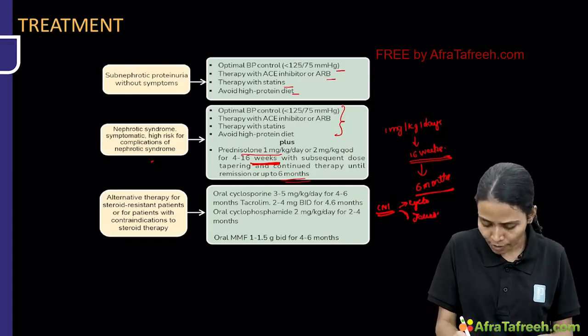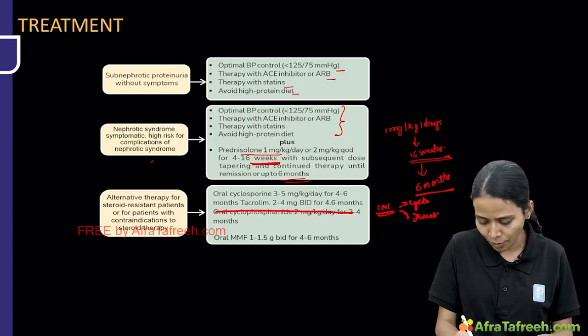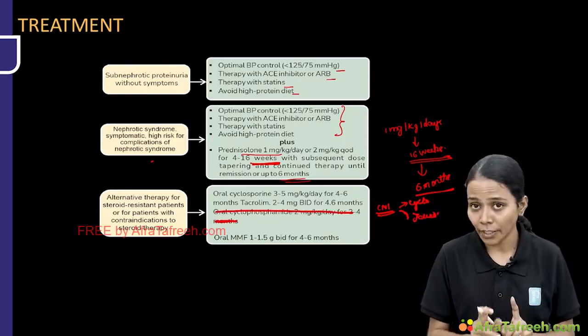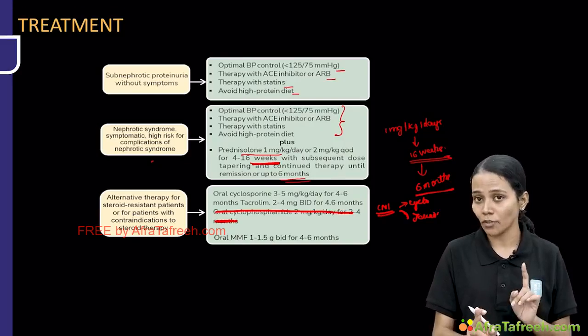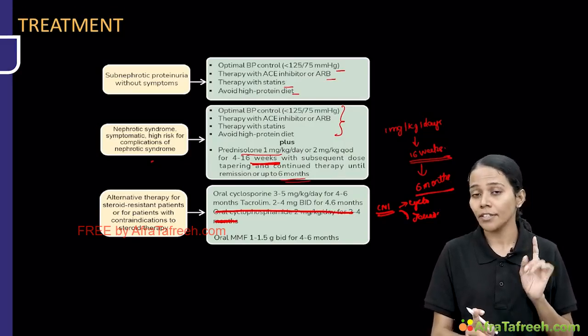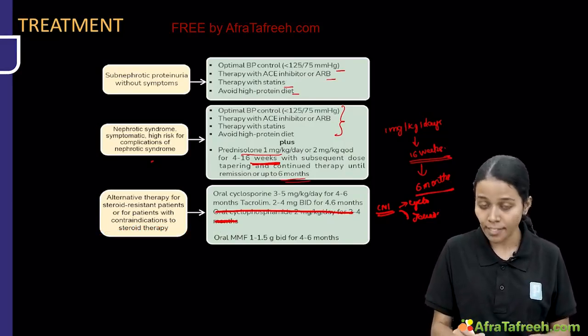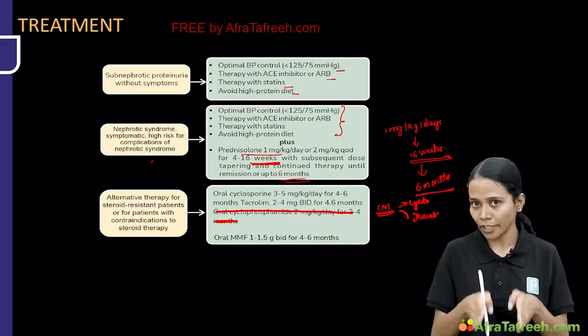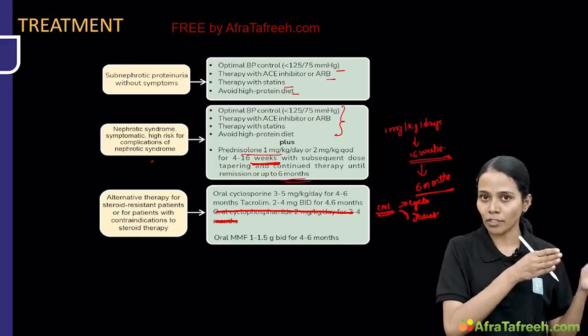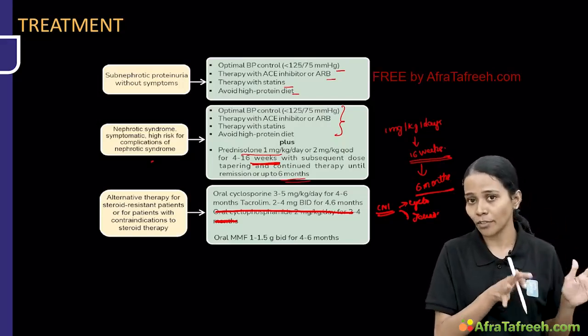See, here they mentioned oral cyclophosphamide. This is from Fihali, okay? But right now in the 2021 GN guidelines, oral cyclophosphamide is not mentioned in the treatment of SRNS, or steroid resistant nephrotic syndrome. So, remember, this is there in the textbook. You might be reading only the textbook. You might not get time to go back to the guidelines.